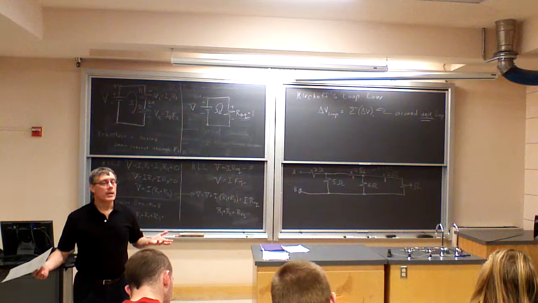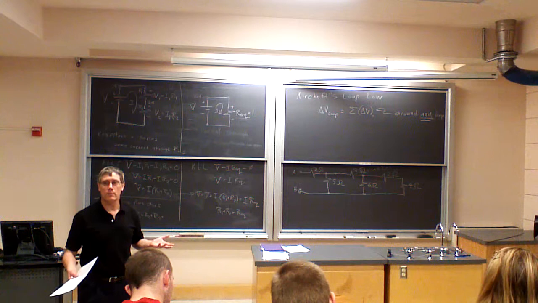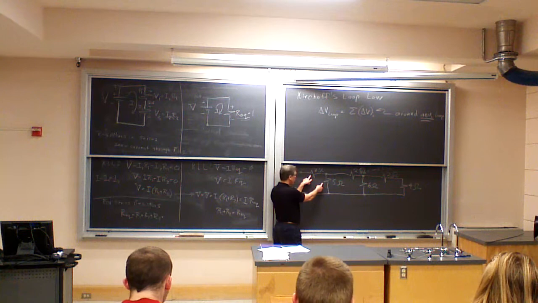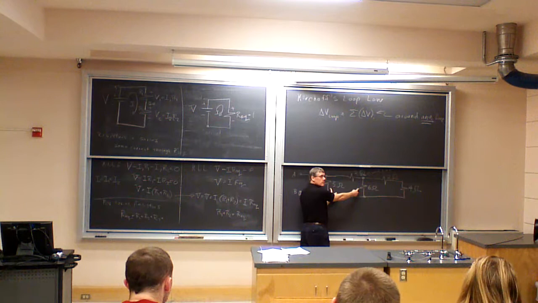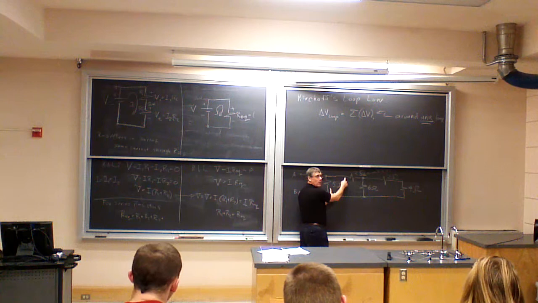Can we find at least two resistors that are either in series or parallel? Let's see, are these two in series? No. Are they in parallel? No. What about these two? Are they in parallel? Yes. Oh, because we've got this thing in the middle, they're not parallel yet. What about these two? Are they in series or parallel?